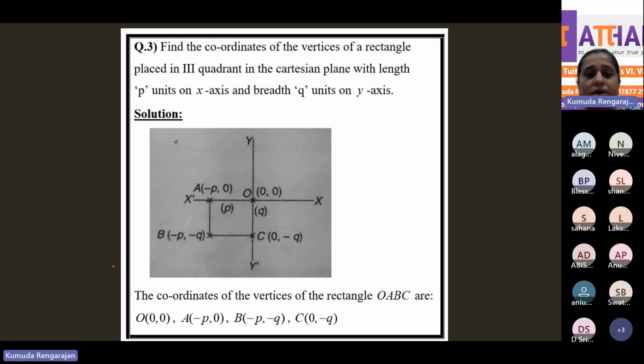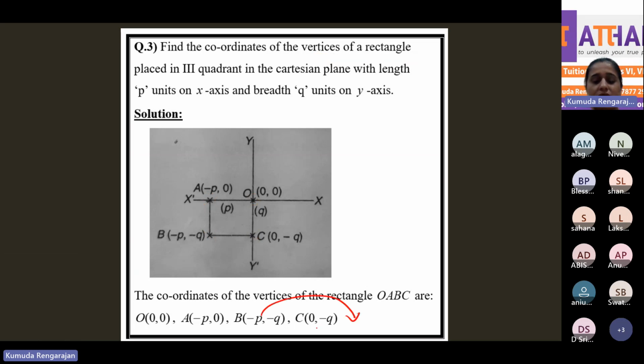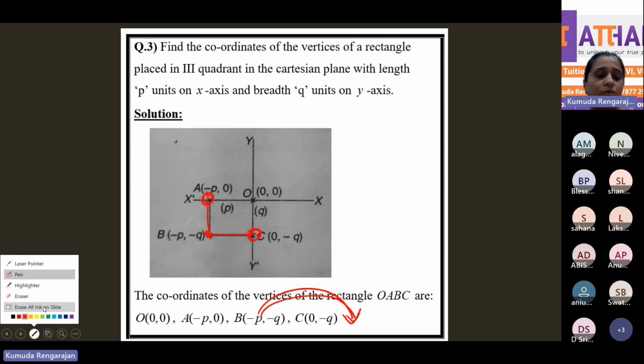So the question is to write the coordinates of the vertices of the rectangle. You cannot find B in the first place. You will find it in this order. You will know O, then you will find A, then you will find C. After this, you will find B. So if I should correct it, I should put B here because B is found after finding A and C. With the help of A and C, we find B, minus P, minus Q. So B is the last coordinate to be found.